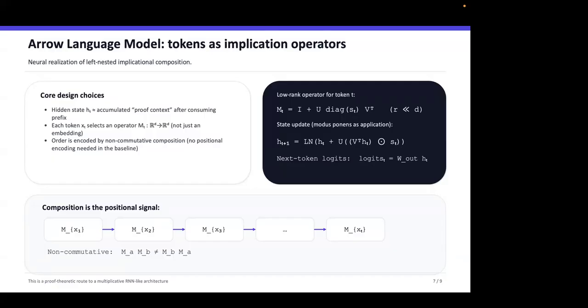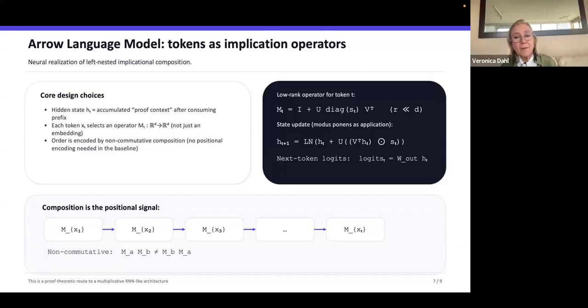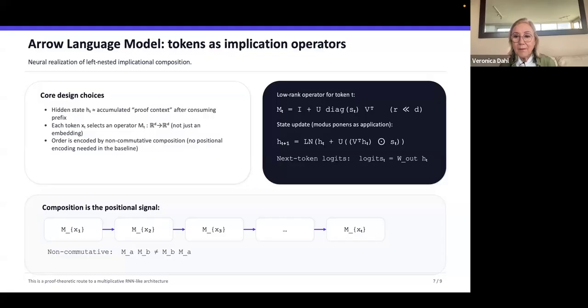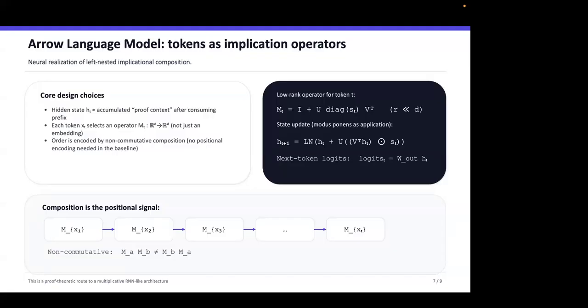It's not like transformers. It's basically each token is an operator that updates the state of the proof, or the equivalent of the state of the proof. And because we have matrix operations that are non-commutative here, we get exactly the same asymmetry as with the left-nested implications.